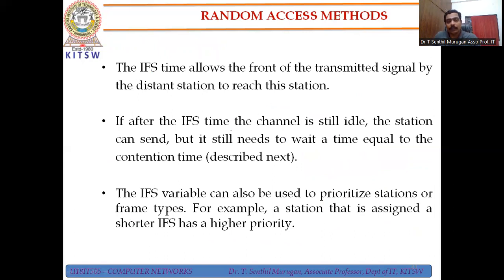If after the interframe time the channel is still idle, the station can send, but it still needs to wait a time equal to the contention time. So the interframe time should be there, and till that time it will have to wait. Once it reaches the interframe time and it's still idle, the station will wait for some time equal to the contention time. What is contention time? That we will discuss in the further slides.